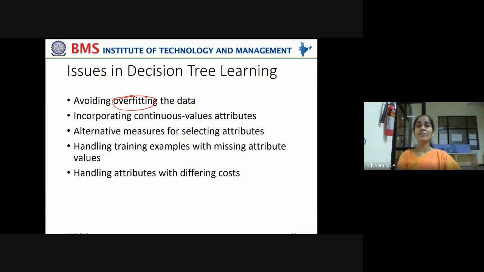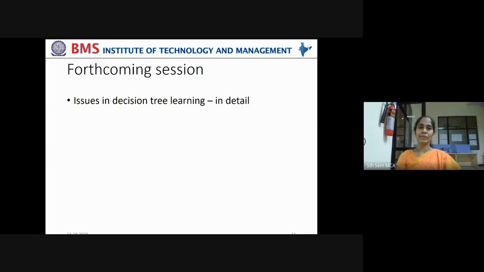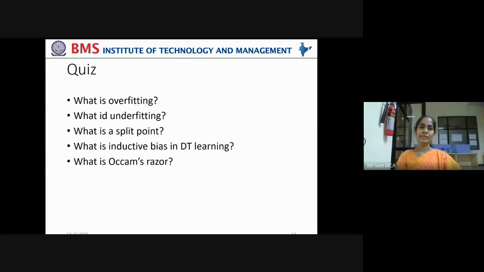Now, decision trees tend to overfit the training examples. How to avoid that? The other issues are incorporating continuous-valued attributes into decision tree learning, alternative measures for selecting attributes, handling training examples with missing attribute values, and handling attributes with different costs. All these issues we are going to cover in detail in the next session.